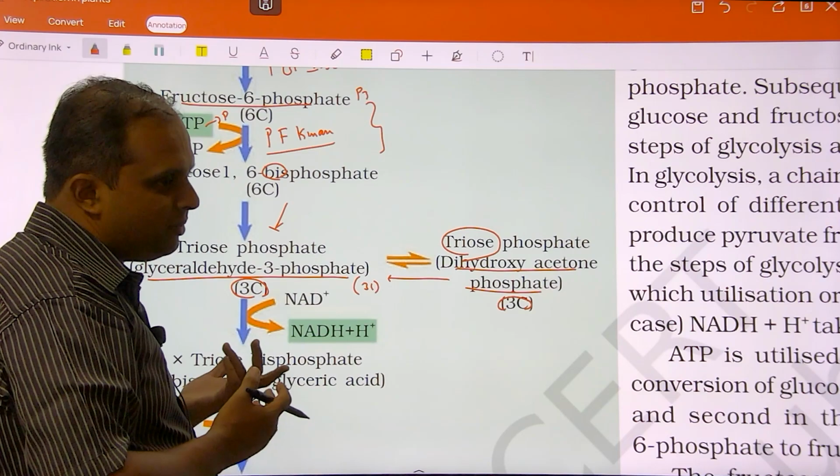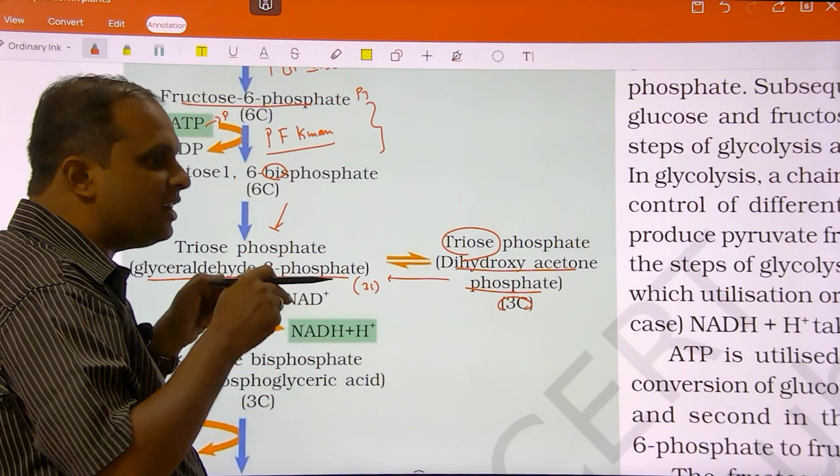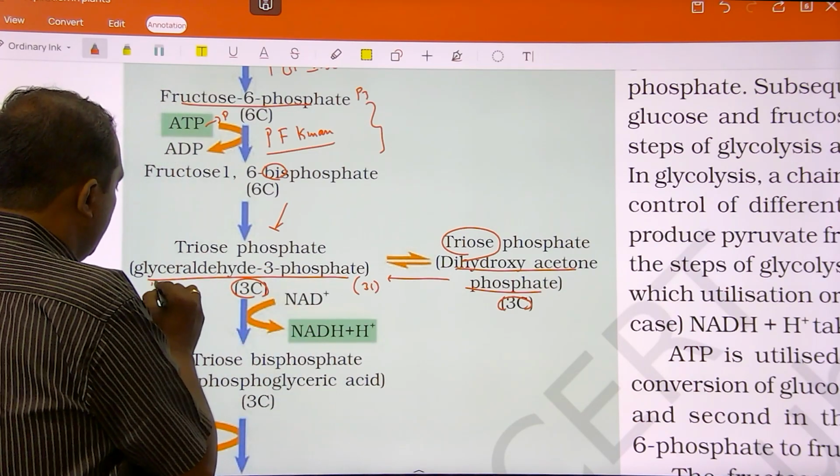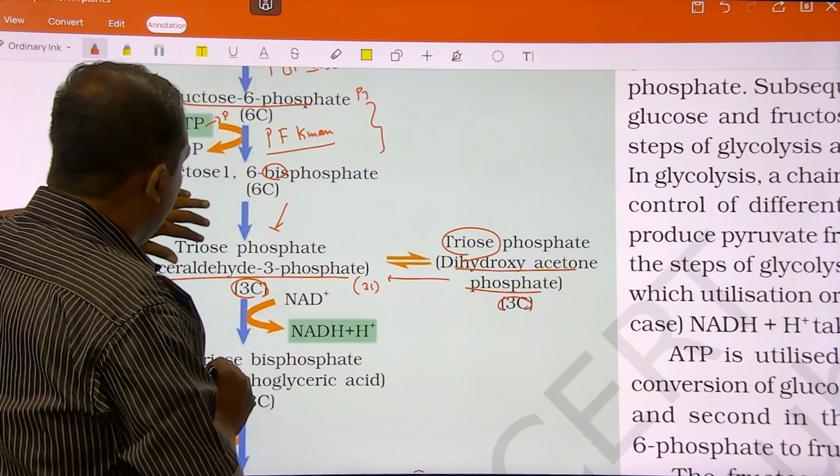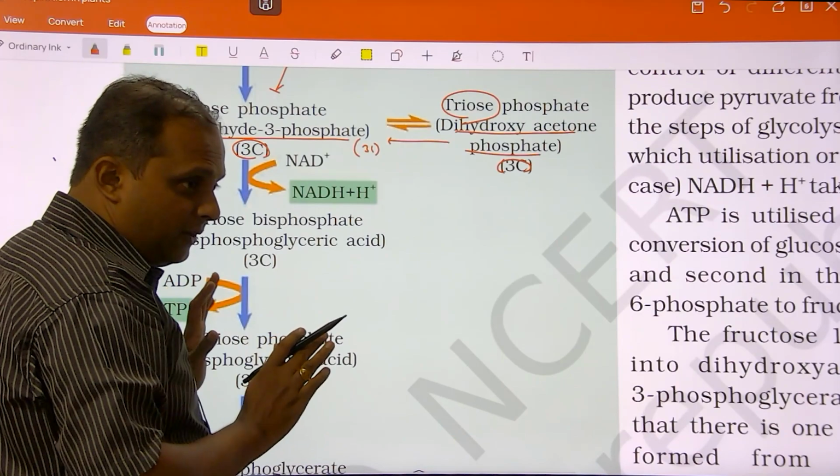2 எப்படி 6 எப்படி வரும்? 2 மொத்தமா சேர்த்தா 6 கார்பன், each 3 கார்பன். அப்போ எனக்கு 2 molecule of G3P will be there. கிளியரா இருக்கா? நான் சொல்றது புரியுதா? கவனி.